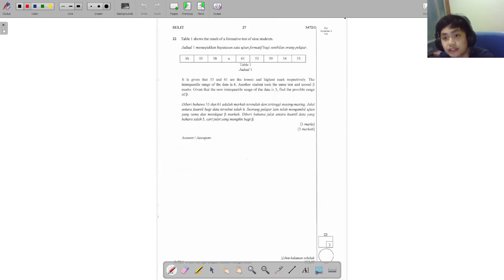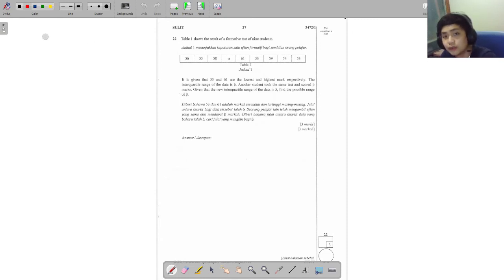So question 22, it is given that 53 and 61 are the lowest and highest mark respectively. So interquartile range is 6. Another student took the same test and scored alpha marks. Given that the new interquartile range of data is 5, find the possible range of alpha. So we need to find out what's alpha first before we can actually start.